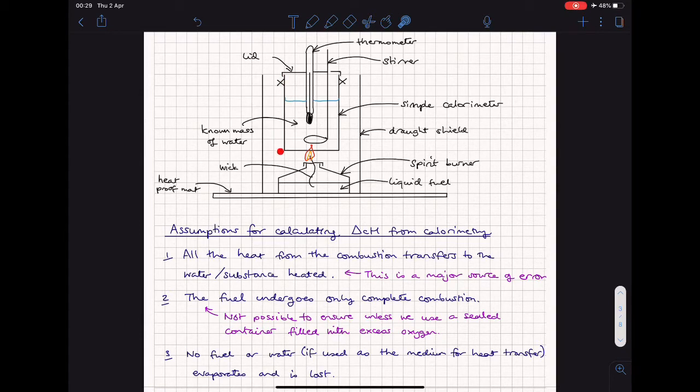Some of the heat also heats up the container, the calorimeter, which is often a conductive metal like copper. That heat then can radiate away from the container and we get more heat loss that way.